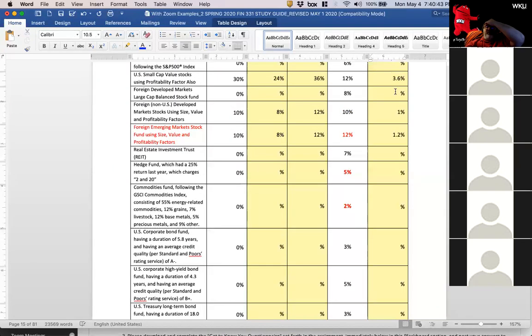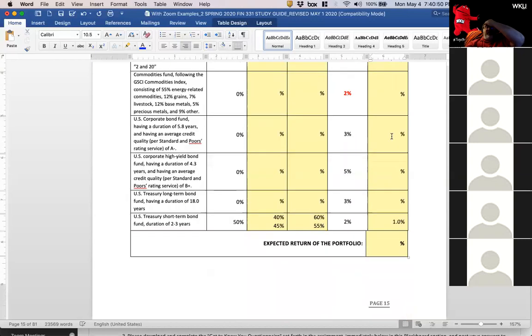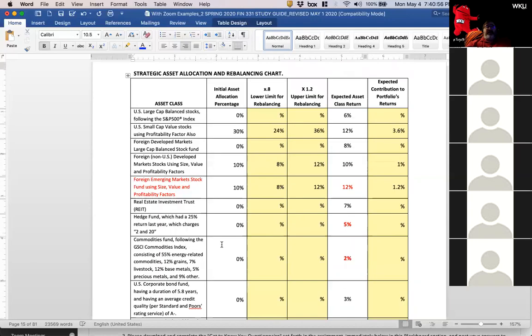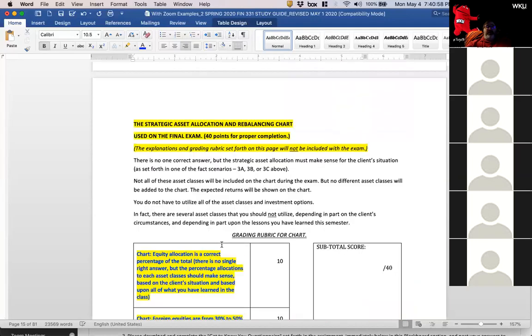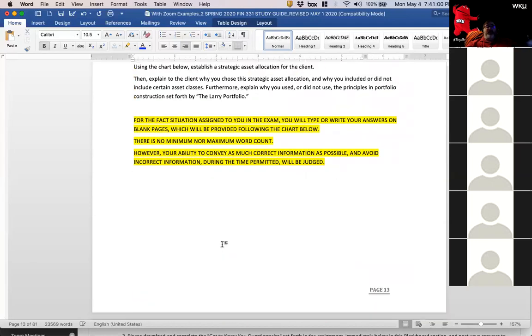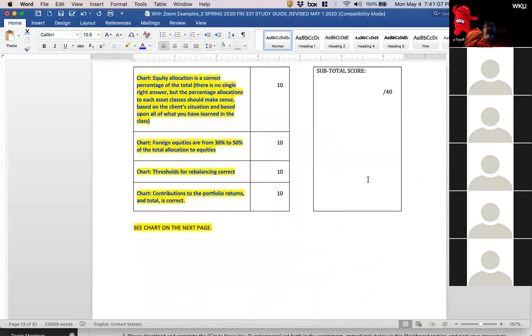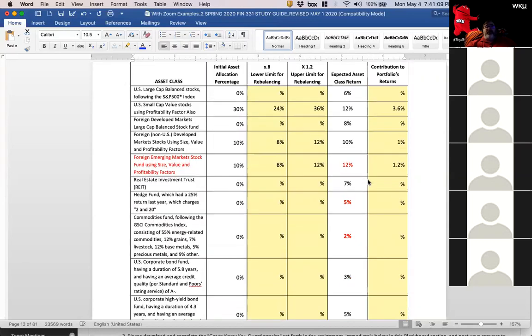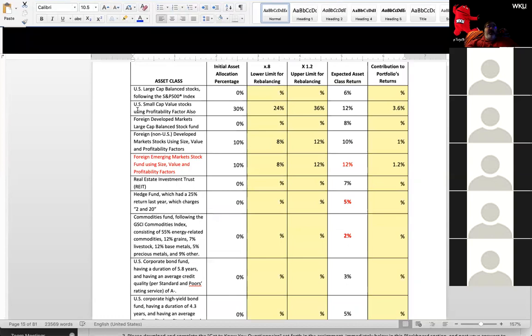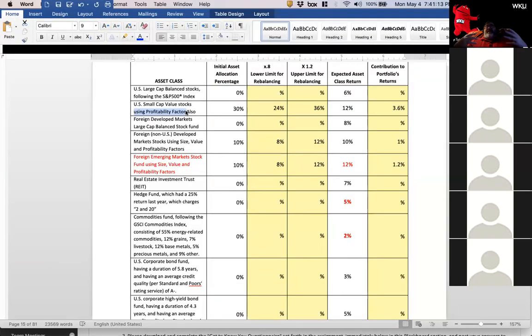So we have 3.6, 4.6, 4.8, 5.8, 6.8%. We want it 6.5 or above. When we go back here to our facts, we wanted to get a portfolio that had a minimum of 6.5% per year. So we are able to have a nice conservative portfolio with this, using basically the Larry portfolio.